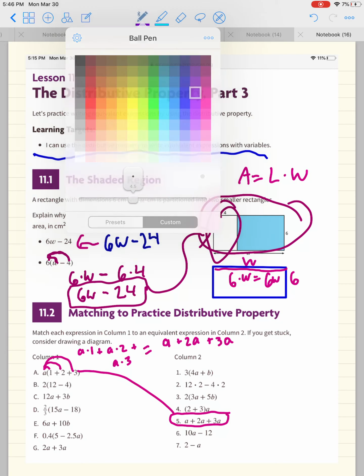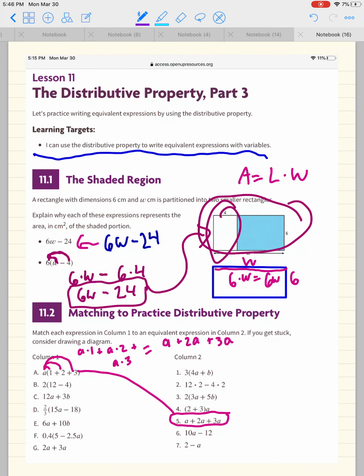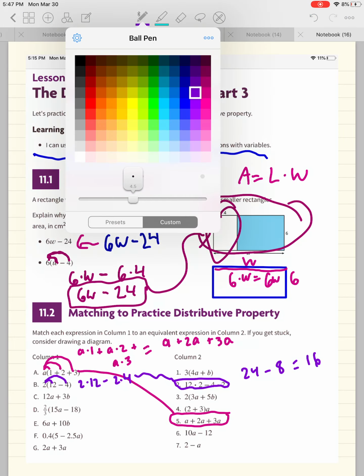Okay, let's look at the next one: 2 times (12 minus 4). We're going to again distribute the 2 and do 2 times 12 minus 2 times 4. You can already see that right here. Another equivalent expression to that would be 24 minus 8, and that ultimately equals 16.